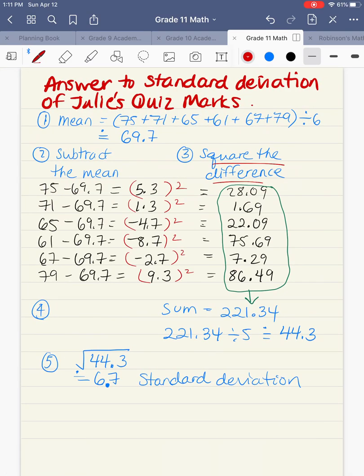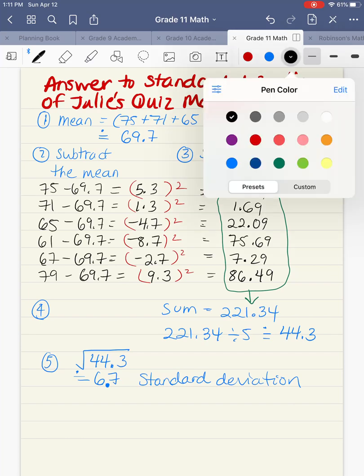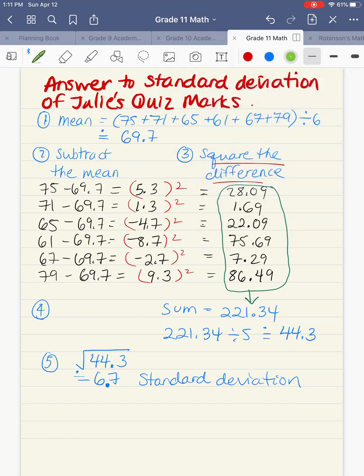Okay, so the answer to the standard deviation of Julie's quiz marks. Let's go through what we did here. We did the mean, so that's step 1, got that done. We added all our quiz marks together and divided by 6. Step 2, we subtracted the mean. We got that the mean was 69.7 approximately. Notice that there's a little approximate sign here, so we rounded to 1 decimal place. And I'm subtracting that mean from each of her quiz marks.